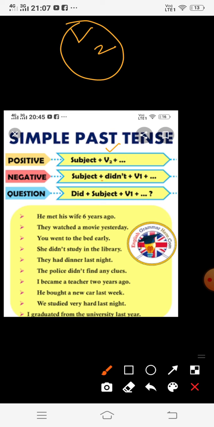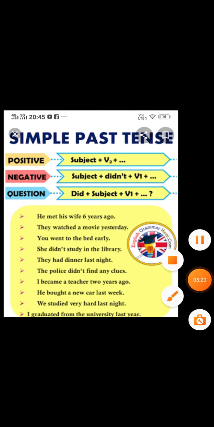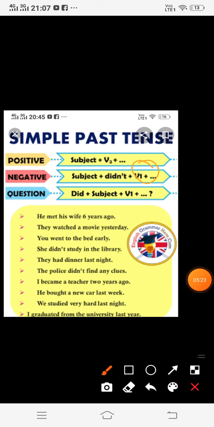For negative, it is subject plus did not plus first form of the verb. In present tense, do and does were here. In past tense, the second form of do, did, comes. One thing more to notice: did is already the second form of the verb, so here the first form is used. In the same way for interrogative, did comes. In the present we used do and does for the interrogative, but now did is used, and with did again the first form is here.